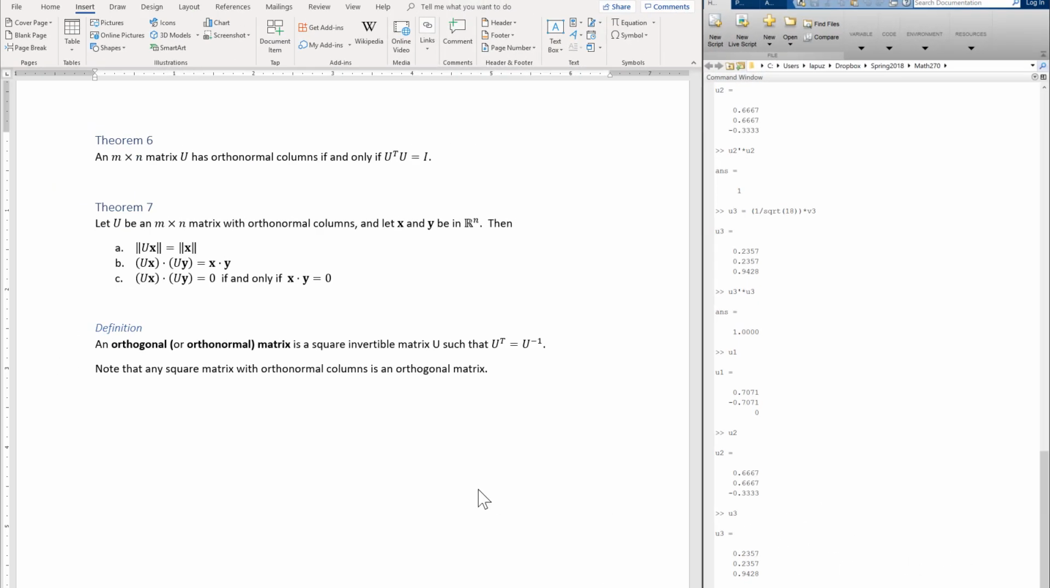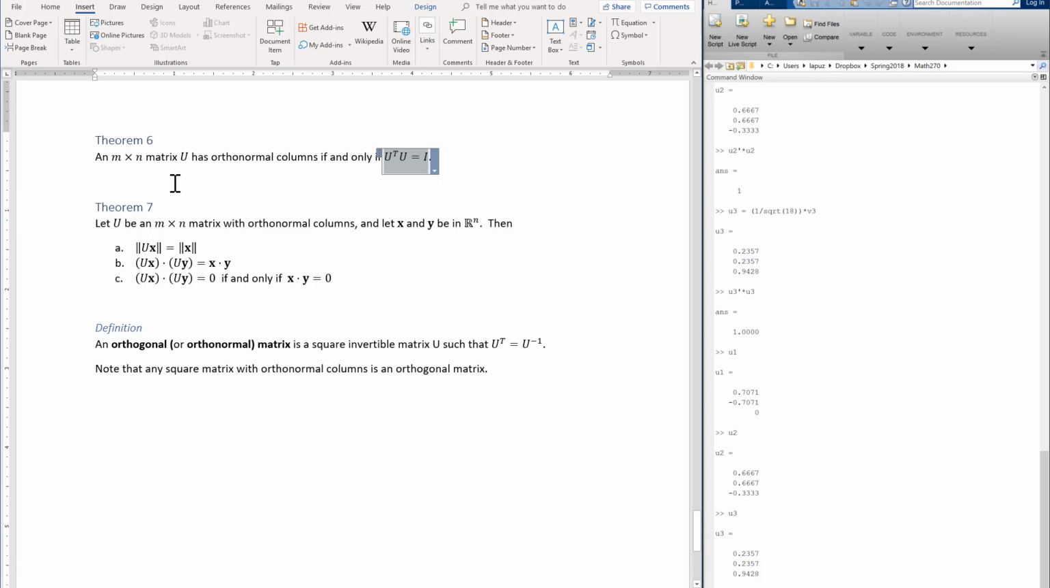The last part of section 6.2, we can take a look at a couple of theorems and a definition. So theorem 6 says that an m by n matrix U has orthonormal columns if and only if U transpose times U is equal to the identity. That's an interesting fact.